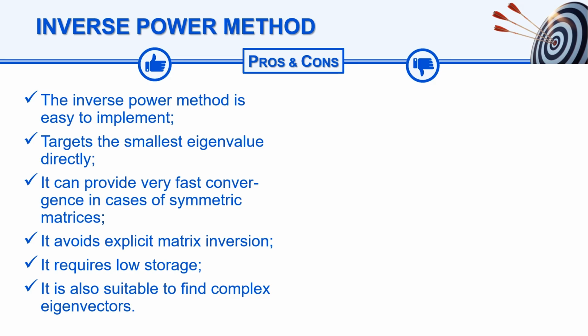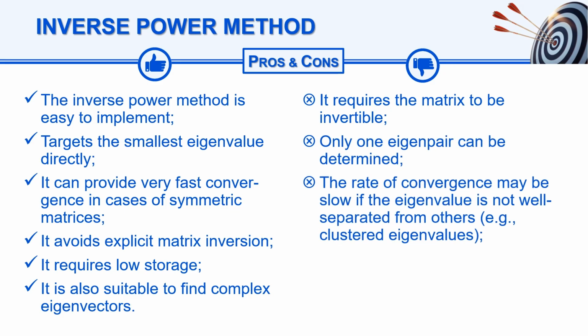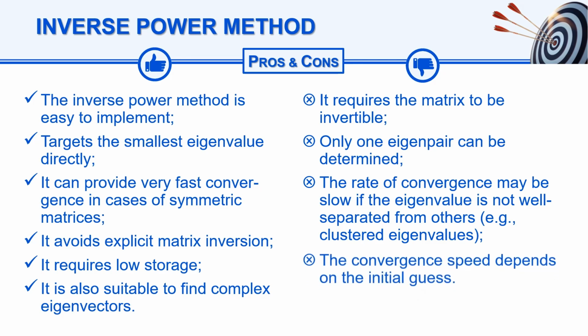The disadvantages of the inverse power method are: it requires the matrix to be invertible. Only one eigenpair can be determined. The rate of convergence may be slow if the eigenvalue is not well separated from others, e.g., clustered eigenvalues. The convergence speed depends on the initial guess.